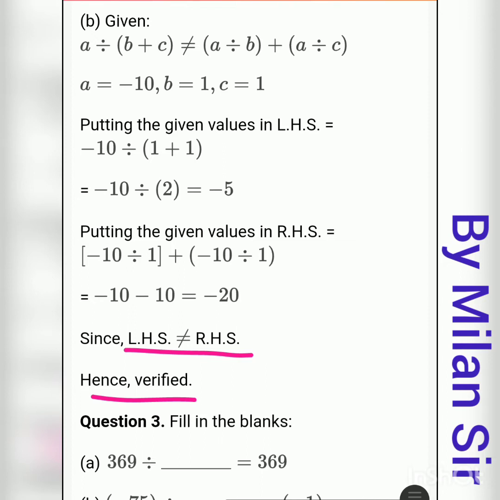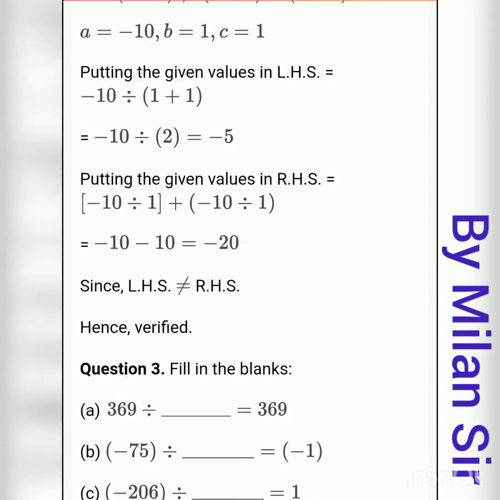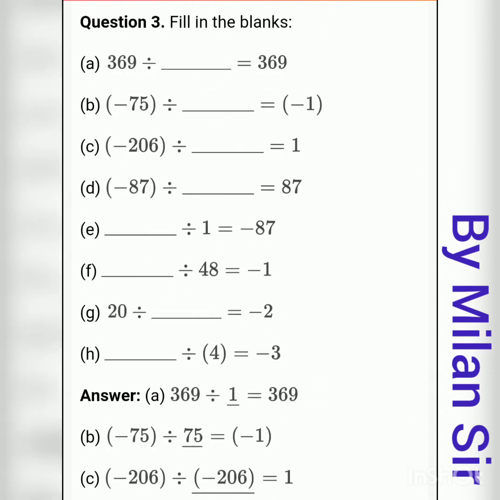In this way we can verify this sum. Okay, then after that question number 3, fill in the blanks. Here 369 divided by blank, and the answer is 369. If we want the same answer, so here we need to put 1, because 369 divided by 1 is 369.